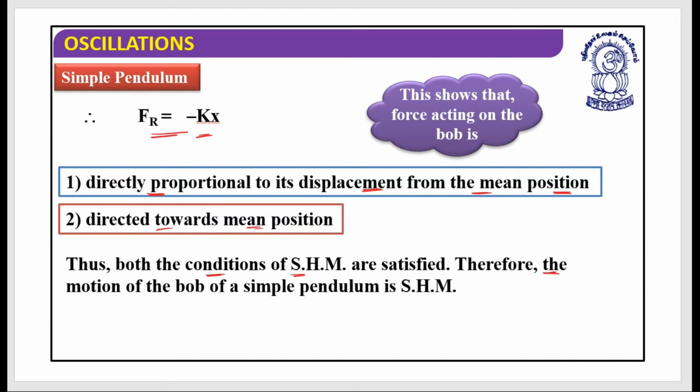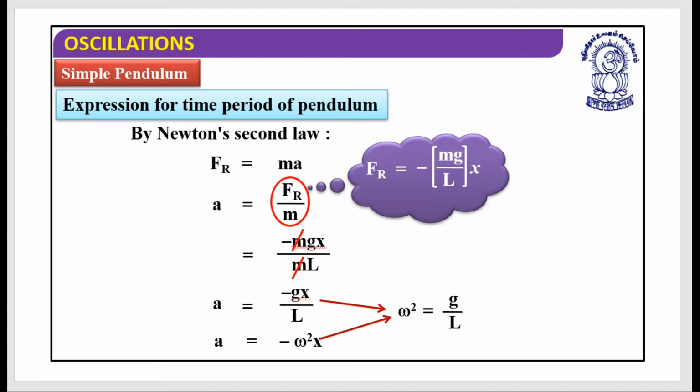Therefore, the motion of the bob of a simple pendulum is considered an SHM. It's a simple harmonic motion for sure. Now we have the relation that force F = ma, and this a could be written as Fr by m. The restoring force that we derived in the previous slide was minus mgx divided by ml. So the m cancels, and I am left with a equals minus g x by l, and this a could be written as a equals minus omega square x.